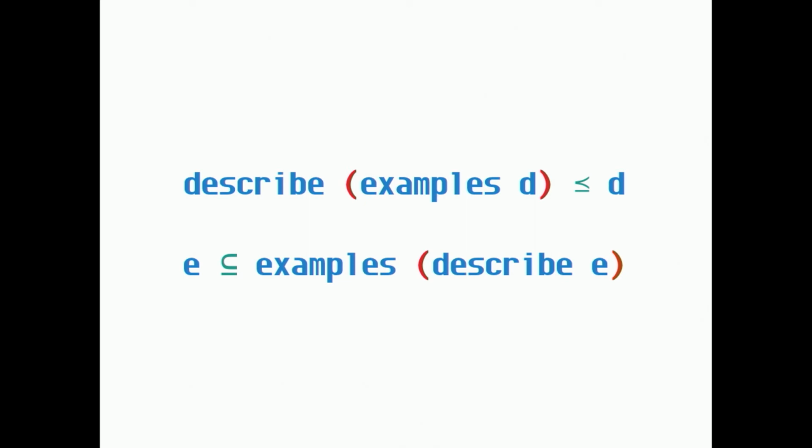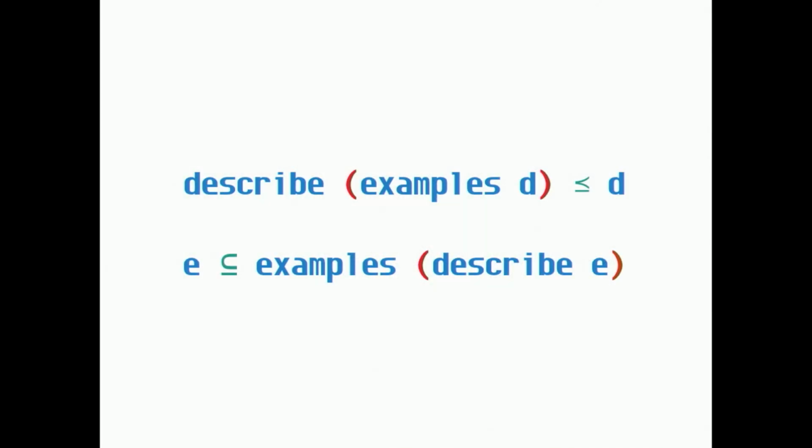So what I'm saying is that my specification for conceptualization is that when I start with some set of objects and I say describe, that describe functor should be left adjoint to something that gives me all the examples of that description. Right, so if I say, give me all the examples of the description D, and then I say describe all those examples, I should get something that is more specific.